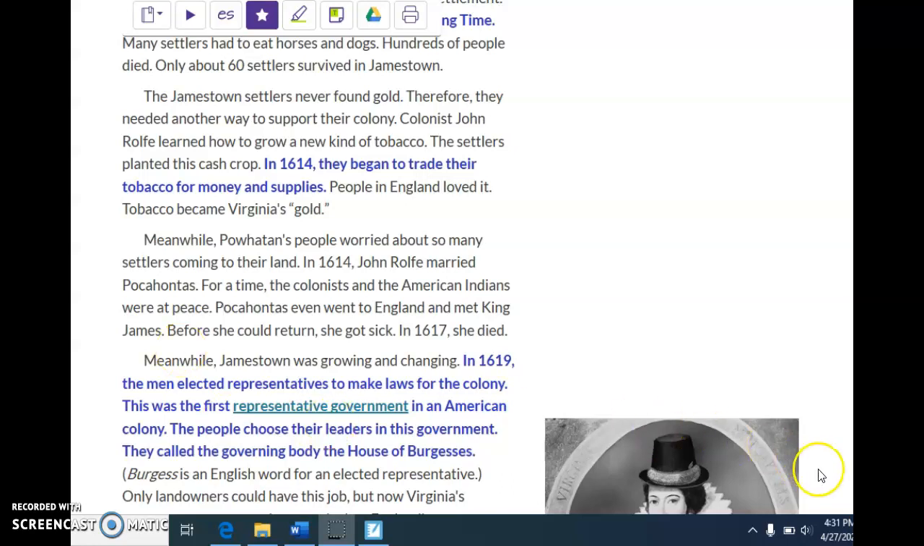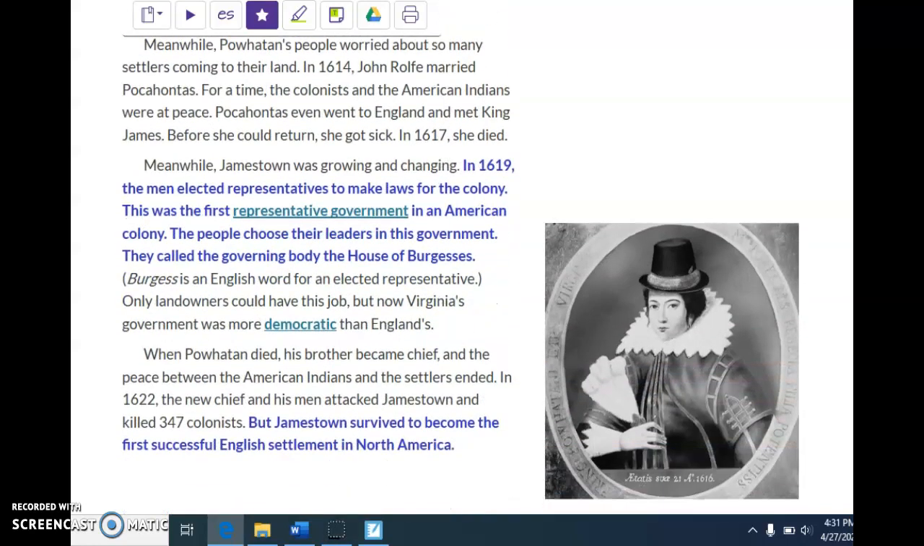Meanwhile, Jamestown was growing and changing. In 1619, the men elected representatives to make laws for the colony. This was the first representative government in the American colony. The people chose their leaders in the government. Guys, this is so important. They called the governing body the House of Burgesses. A burgess is an English word for an elected representative.